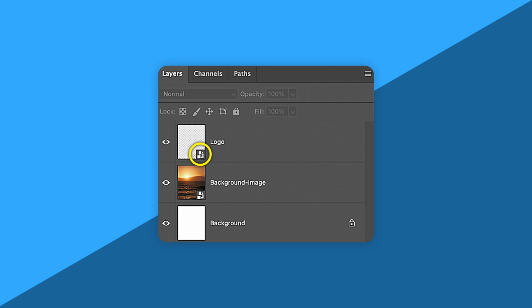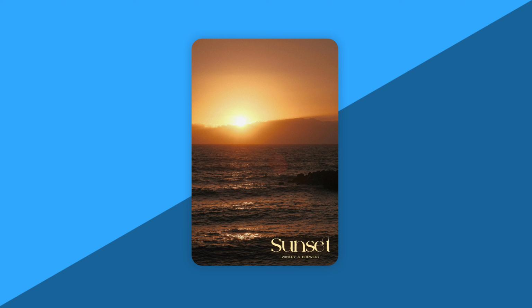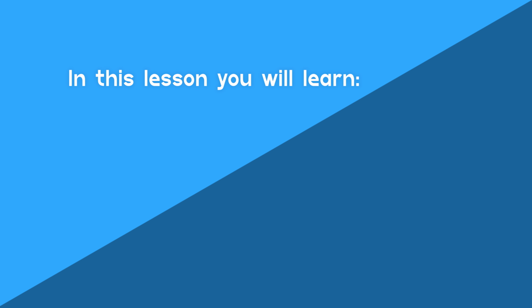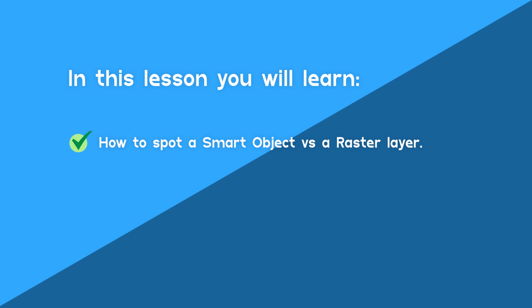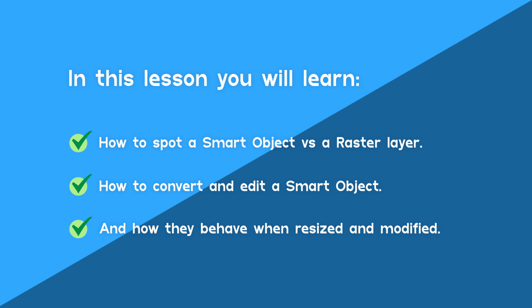To help you really understand smart objects, we're going to build a clean poster layout using just 2 elements. In this lesson, you'll learn how to spot a smart object versus a raster layer, how to convert and edit a smart object, and how they behave when resized and modified.